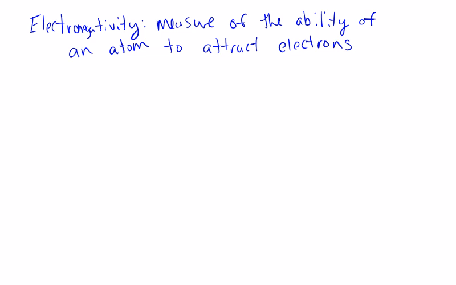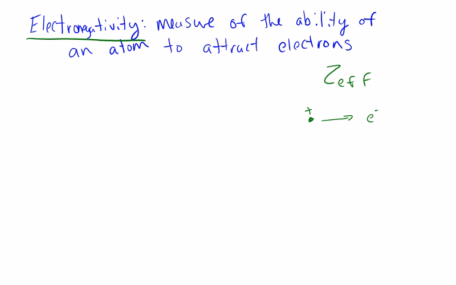All right, let's go ahead and talk about our next trend, which is known as electronegativity, probably a word that you've never heard. But the electronegativity is the measure of the ability of an atom to attract electrons. So this really all comes down to knowing what a Coulombic attraction is. Remember, that is the attraction of the positive nucleus on the negative valence electron.